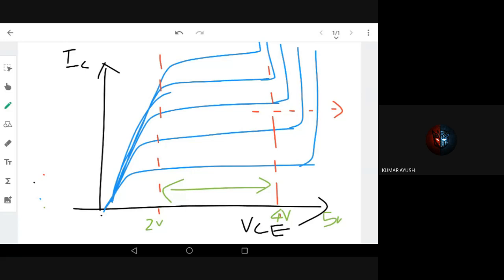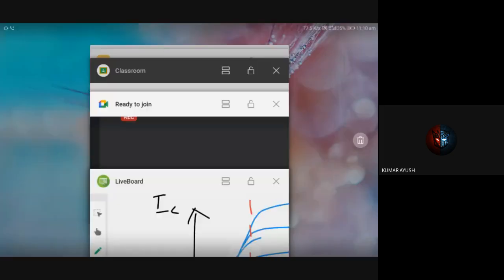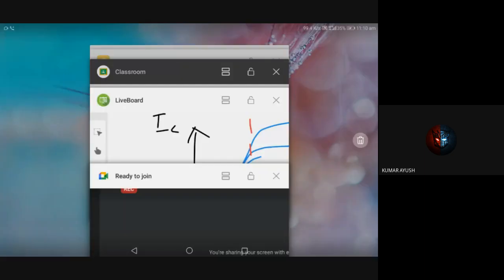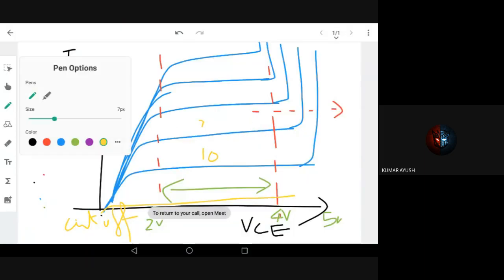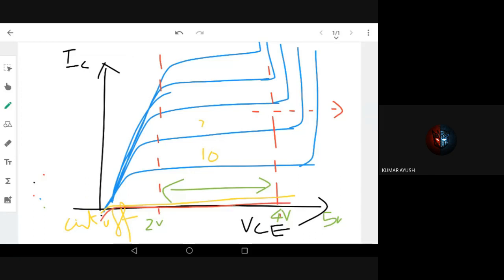Now what is the cutoff region? The cutoff region is when the transistor is not properly on. This is the cutoff region. Here, IB is 10, 20, etc., but at the bottom we can see IB is very small. This means it is not sufficient to conduct. So this is the cutoff region. That's all. Now we'll do some problems.